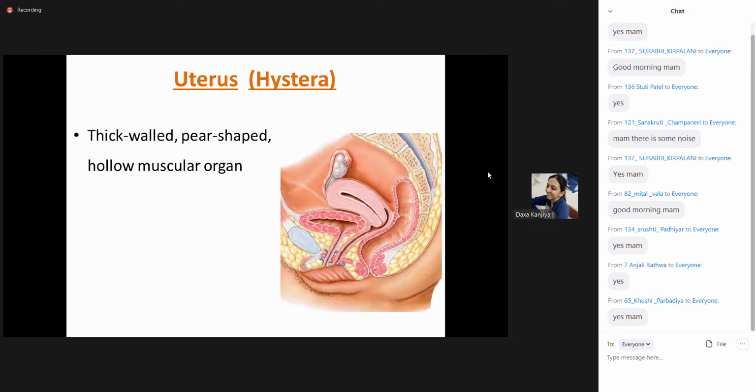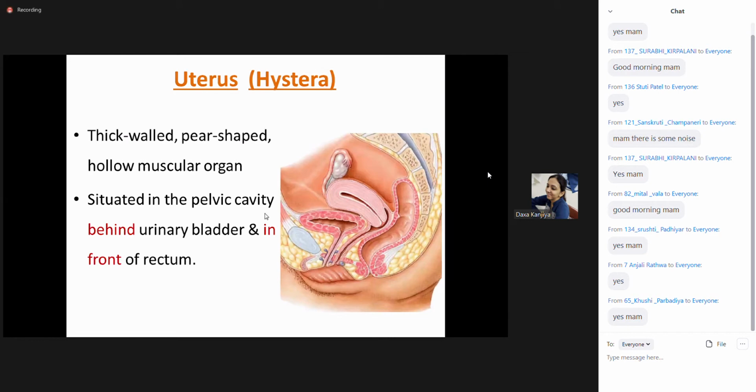to visualize the uterus and tube. The uterus has a thick wall. See here in the sagittal section, it will show you the uterus. It is a thick-walled, pear-shaped, hollow muscular organ having a cavity inside. Here you can see the slit-like cavity. So it's a hollow muscular organ.